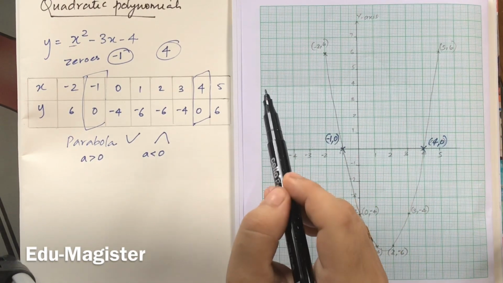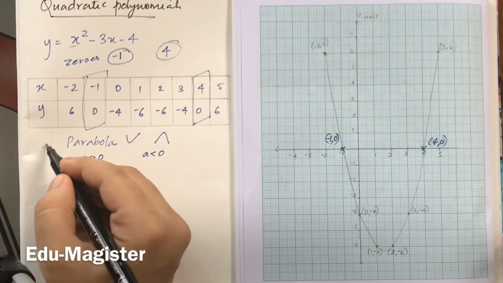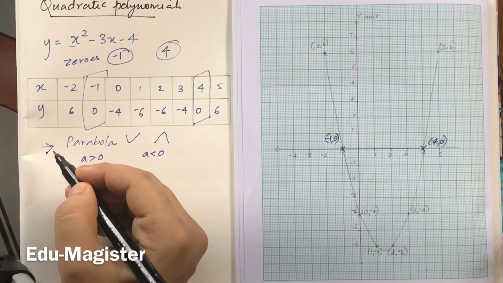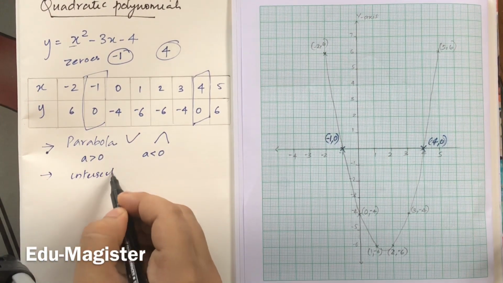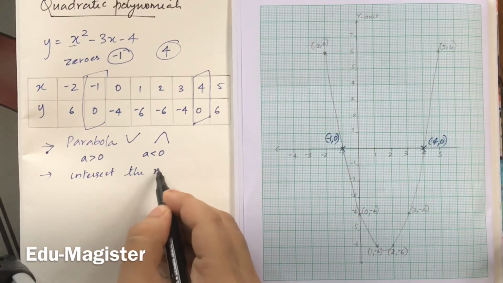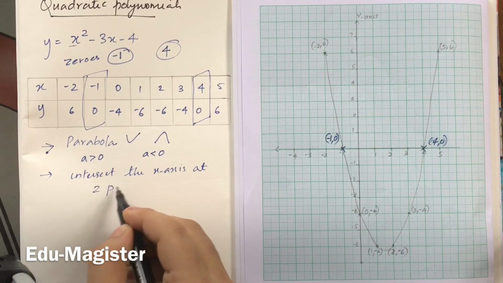So you can conclude that for any quadratic polynomial, the graph of the polynomial will be of the shape parabola and it will intersect the x-axis at 2 points.